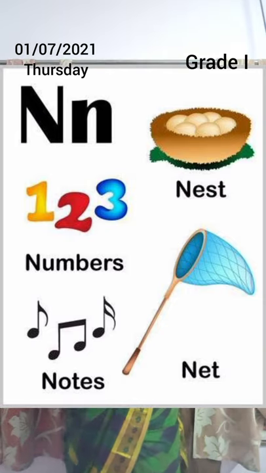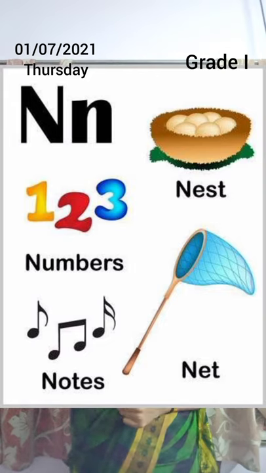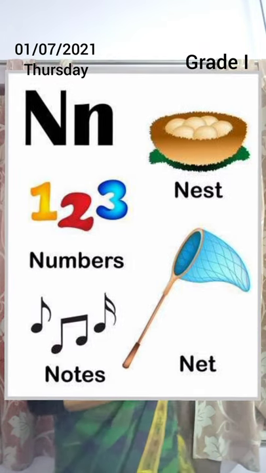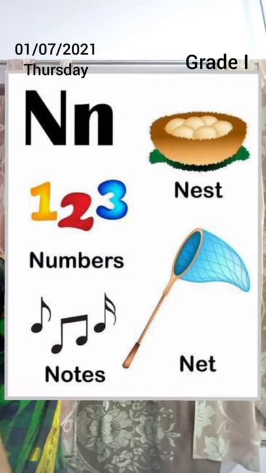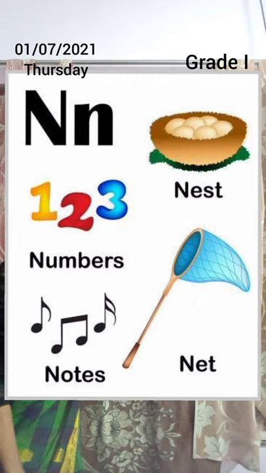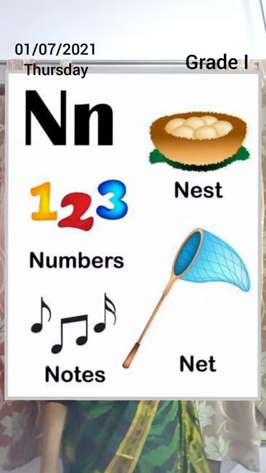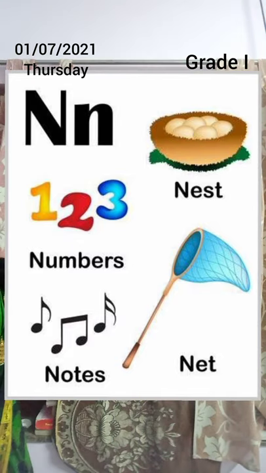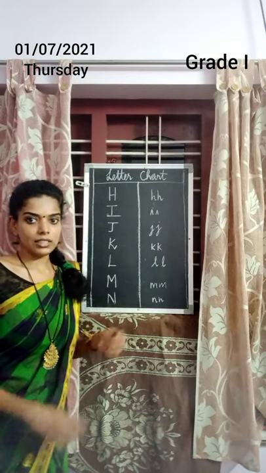Notes. N-E-T, net. So this alphabet is N. The sound of alphabet N is N. The examples are numbers, nest, notes, net. So learn 7 alphabets and their sounds.